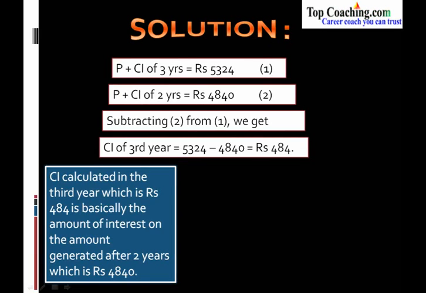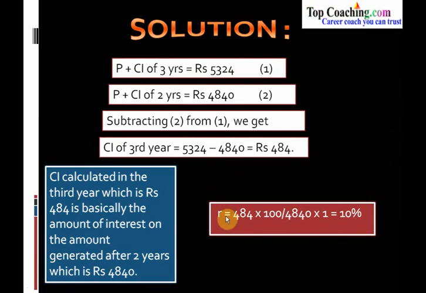Now, important thing to notice, we have to calculate the CI of third year. Now, this CI is actually the interest calculated on this being the principal amount. Here, 4840 is the amount generated after 2 years, and we have seen in the theory that the amount after the end of 2 years would be the principal for the third year. So in this case, we know that 484 is the interest and 4840 is the principal amount. Now, what do we get? We get the rate percent as R equal to 484 into 100 divided by 4840 into 1, which is equal to 10%. So we get the value of R as equal to 10%.